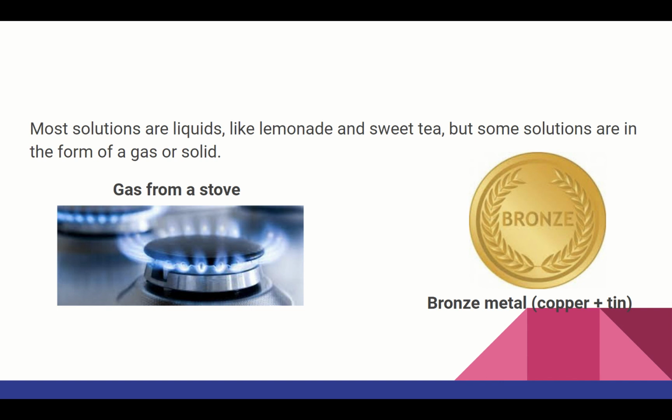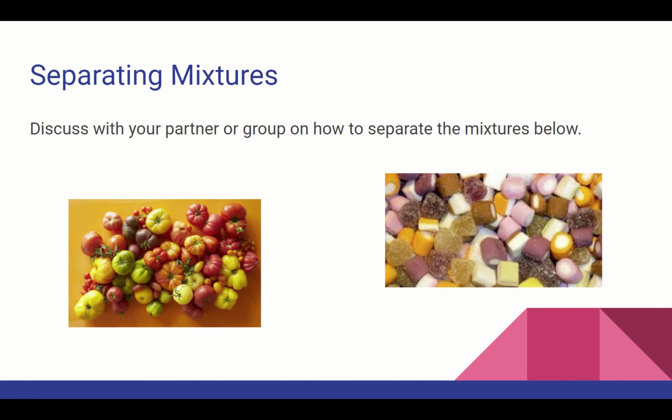And most of the solutions, like the ones we've looked at, they are liquids, but some of them are not. Some of them are gases or even solids. So we can actually combine 2 metals. Now we have to heat them up to a liquid in order to do this, but then they will harden into a solid and they are a mixture. They're a solution of solids, of metals. And then a lot of gases are also solutions.